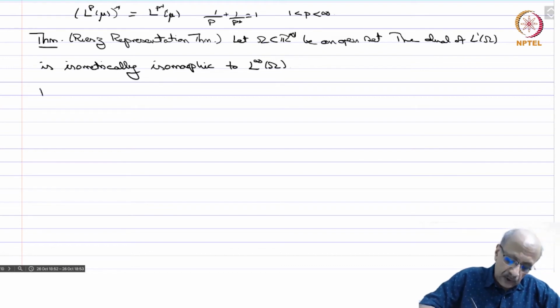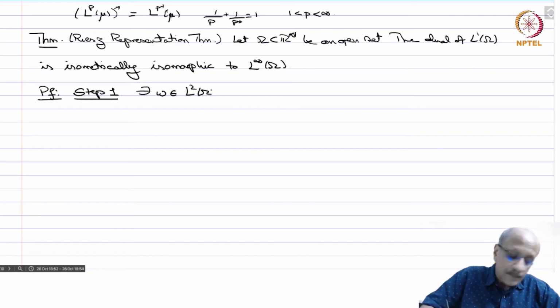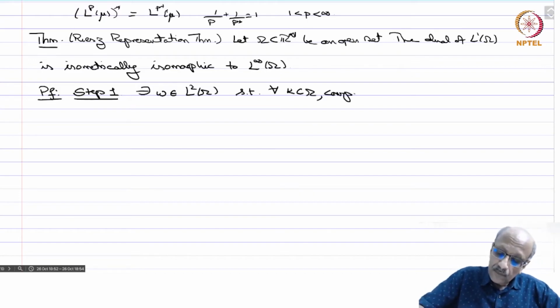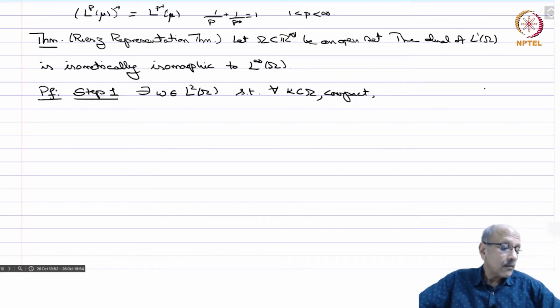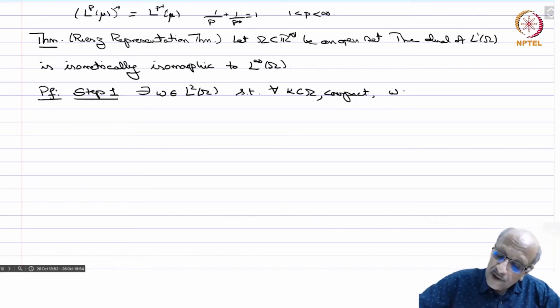So the proof we will do in several stages. The first step: there exists W in L2 of omega such that for every K contained in omega compact, W of x is greater than or equal to epsilon_K, which is strictly positive, for all x in K.